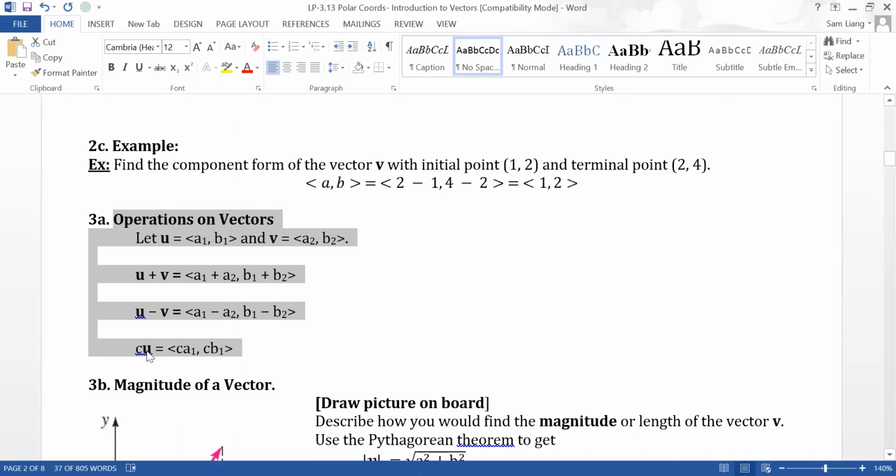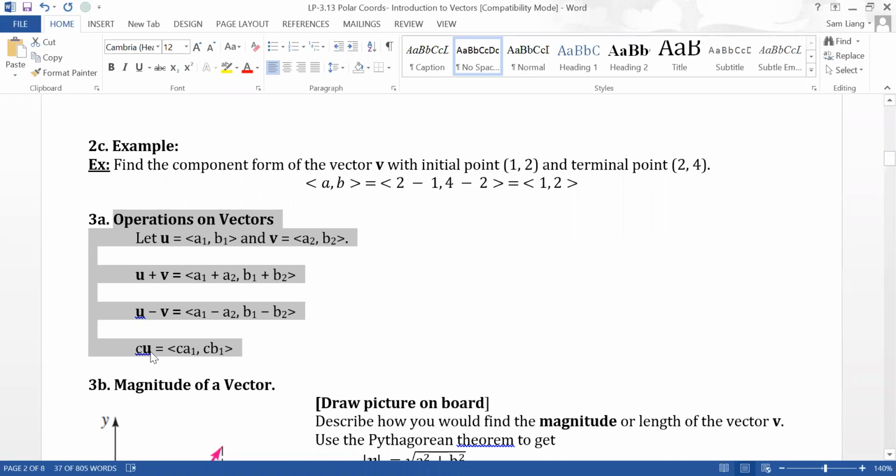And then lastly, we have a vector times a scalar. A scalar, if you remember from physics class, is a quantity that has a magnitude but no direction, so it's just one dimensional. That's also pretty simple. You just multiply each component of the vector by the scalar.